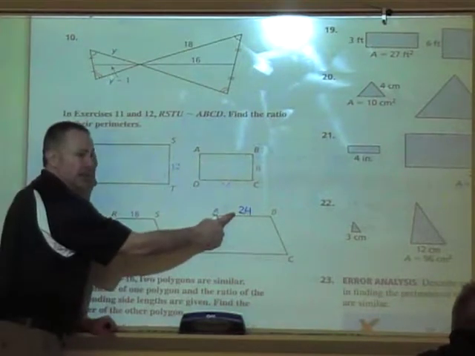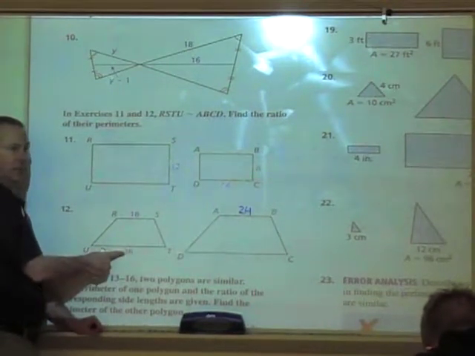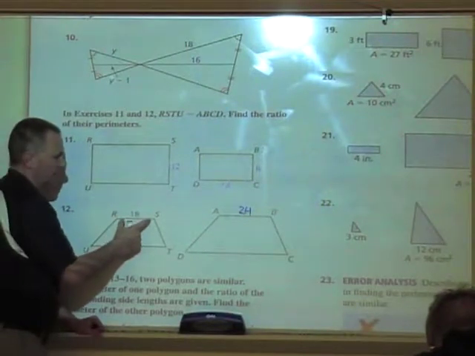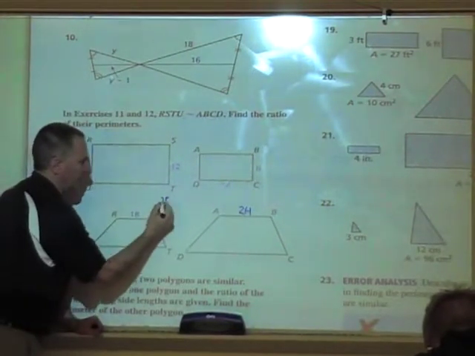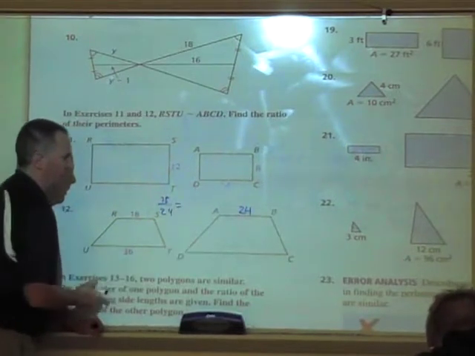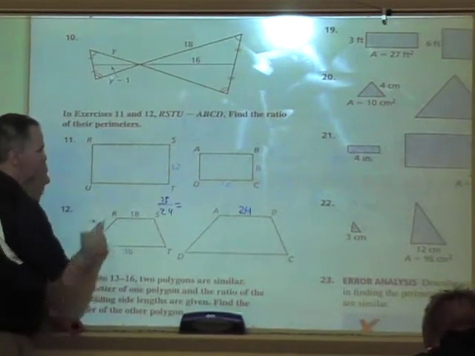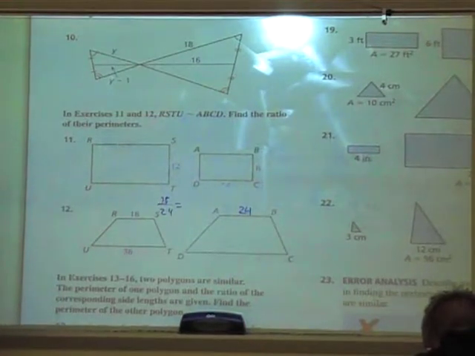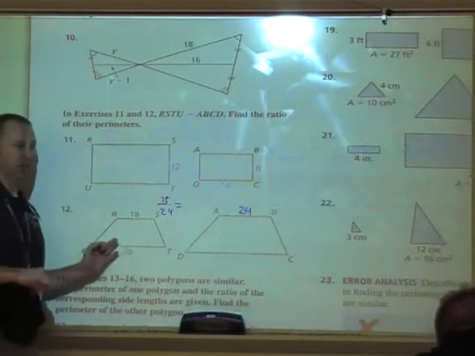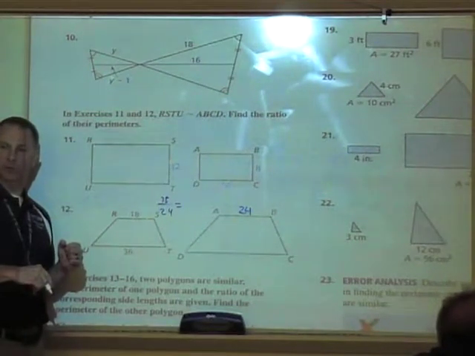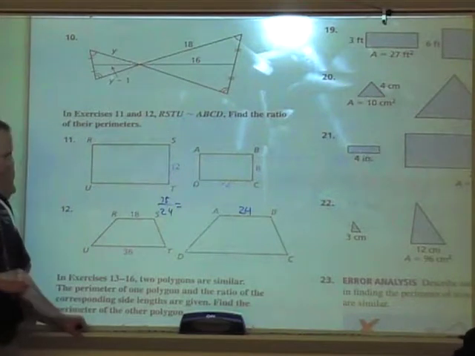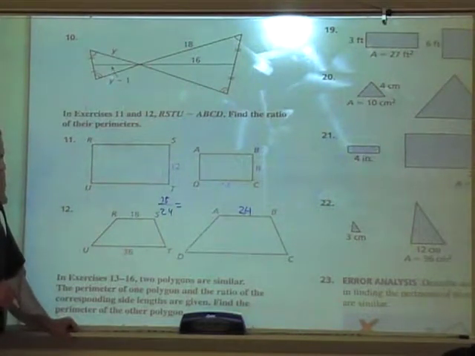This is the only side length here, so I'm not going to use that 36. I need to use this piece that matches that. So 18 is to 24 as, now you got to get these side lengths. But can we get these? Emily, what'd you do? Well, I did 18 over 36. Mm-hmm. And then 24 over 8. Okay. Do we have enough information?